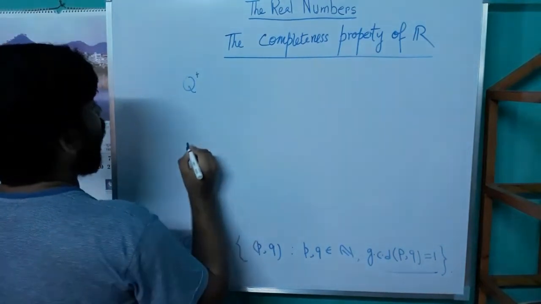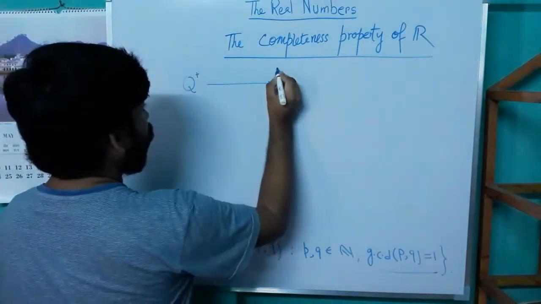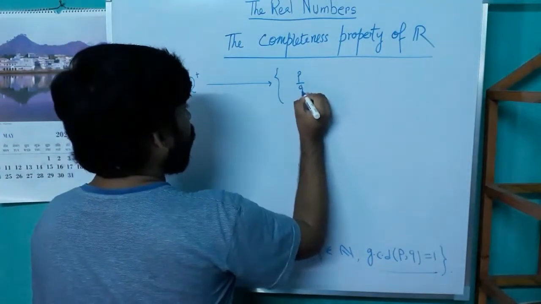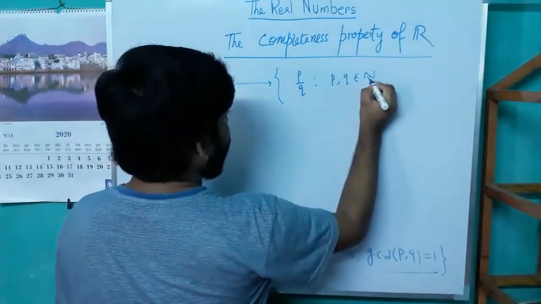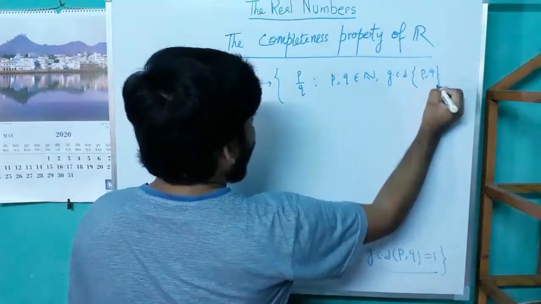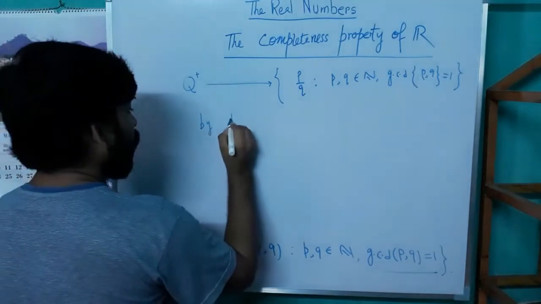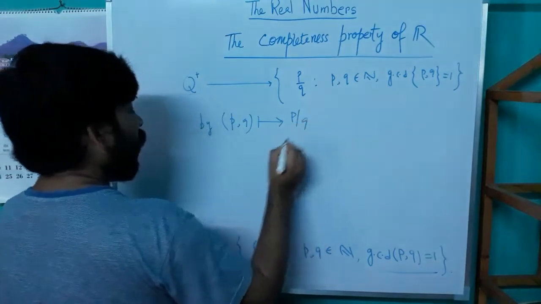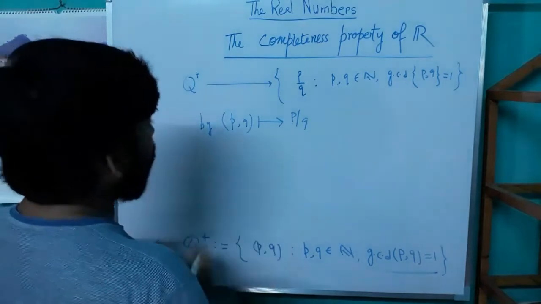Now we can easily define a bijective map from the set Q plus to the set of elements of the form P by Q, where P and Q belong to the set of natural numbers and GCD of P and Q equals 1, by the rule (P, Q) goes to P by Q. Check that this map is a bijective map.